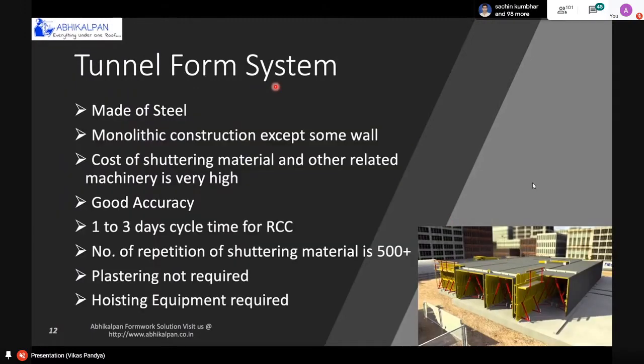The next formwork system is the tunnel form. This is the fastest formwork system, I must say, because you can get a 1 to 3 day cycle in this formwork system. In 1 day, you can cast your entire floor.